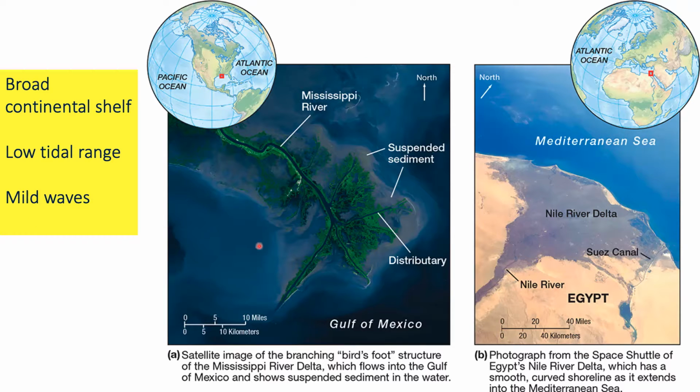Largest deltas in the world: the delta of the Mississippi River, which you can see here photographed by a satellite, and the delta in the Mediterranean Sea of the Nile River. These are the largest deltas in the world.